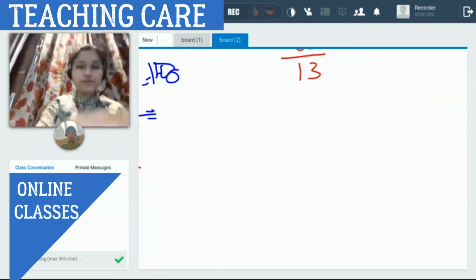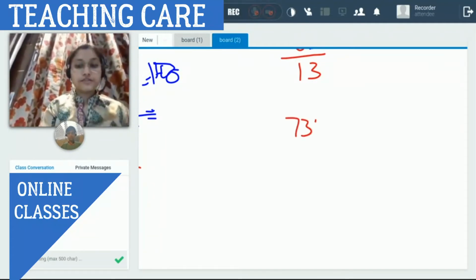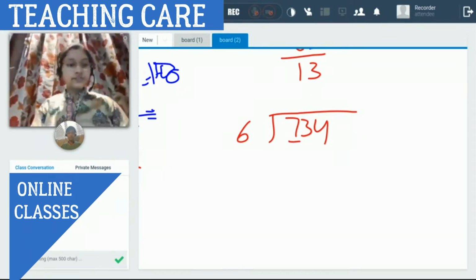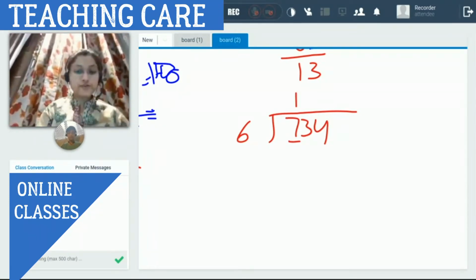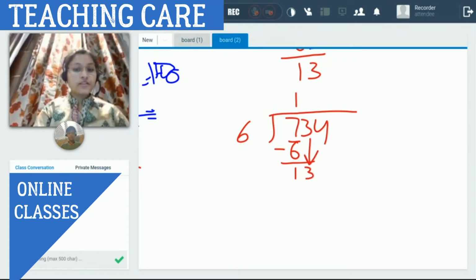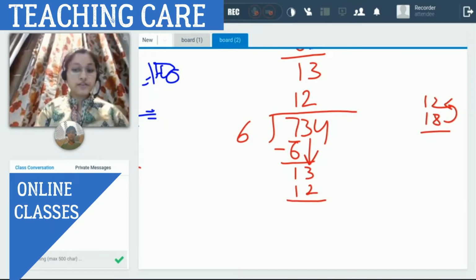See, I will do this one also for you. Then next you will try. 734 divided by 6. First of all, 7 is greater than 6. So 6 into 1, 6. 7 minus 6, 1. I have the next number 3, will drop it down. Now 6 into 2, 12. 6 into 3, 18. 18 is larger than 13. So I will go for 12. 13 minus 12, 1. Now the next number I have is 4.